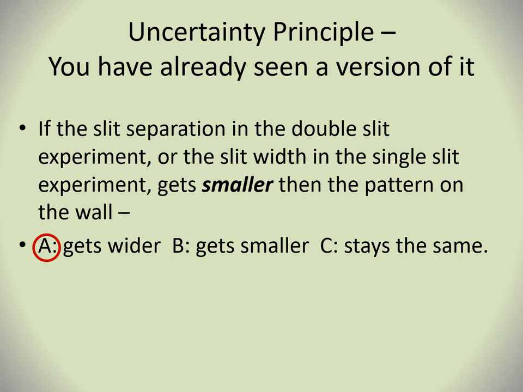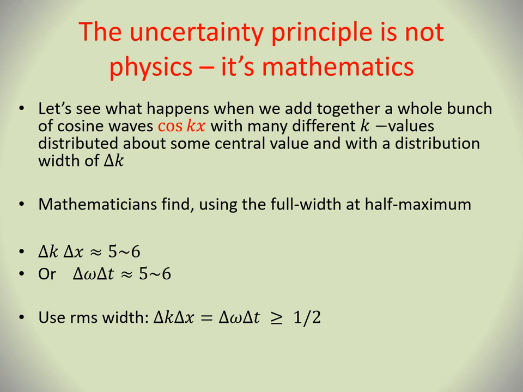So it gets wider. The uncertainty principle is actually not physics. It's pure mathematics. So I'm going to show you that now. I'm going to take a bunch of cosine waves in space, cosine kx. I'm going to add them all together, but they're going to have different k values. I'm going to let there be a k value in the middle, which has the highest amplitude cosine kx wave. And then on either side of it, I'm going to add in some other cosine kx waves with higher and lower k's, and have the distribution of k values have a width to it. So it looks kind of like a hill. You'll see what that means in a minute.